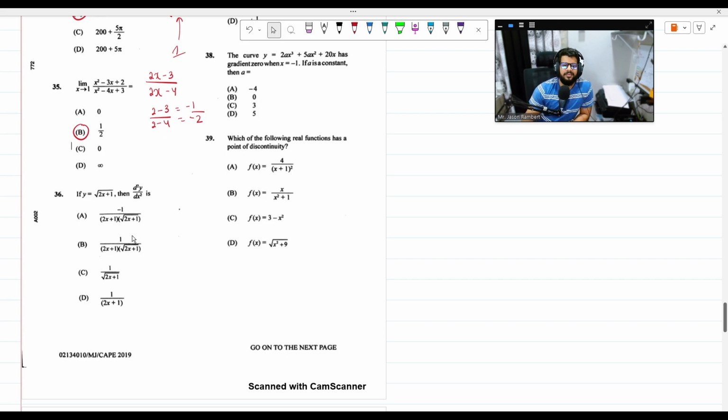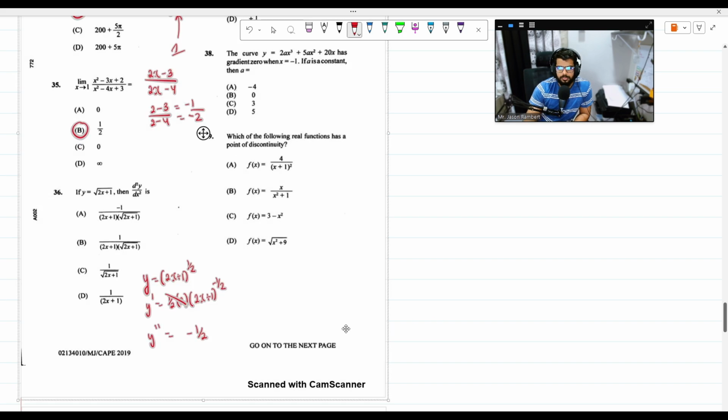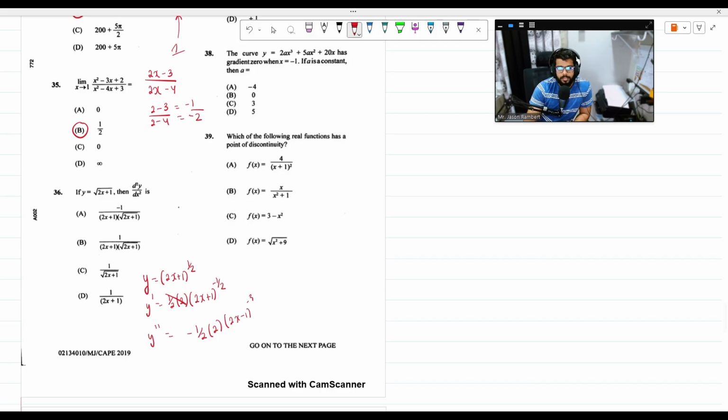The word is second derivative here, right? So y is equal to 2x plus 1 to the power of a half. When I differentiate, I get y prime, 1 half multiplied by 2 multiplied by 2x plus 1 to the power minus a half. So the half and the 2 cancel. So I differentiate again. I will get minus a half multiplied by 2 multiplied by 2x minus 1 to the power minus 3 over 2. So I'm getting a negative, and the only answer that has a negative is A.